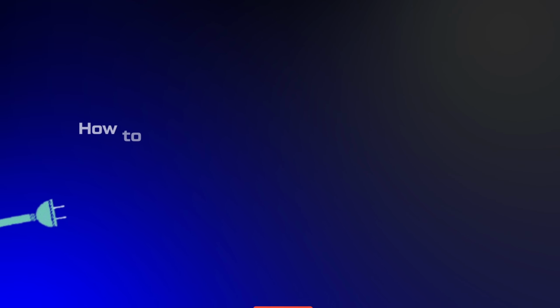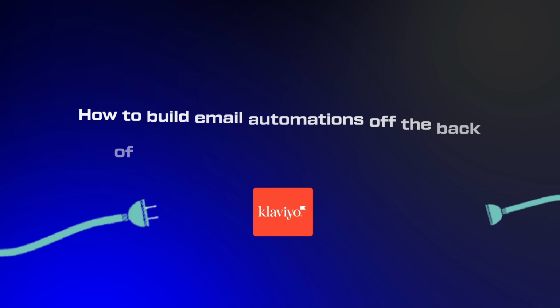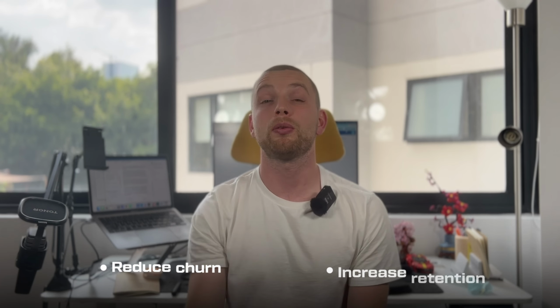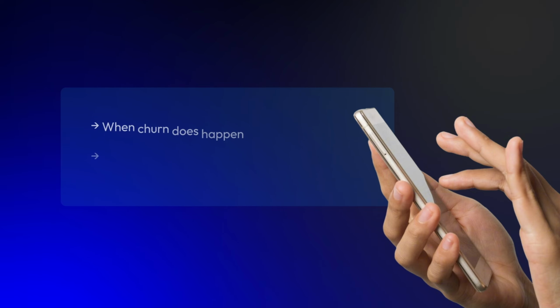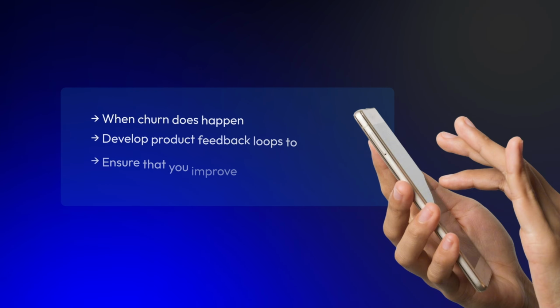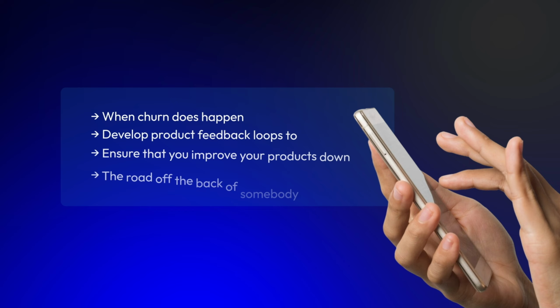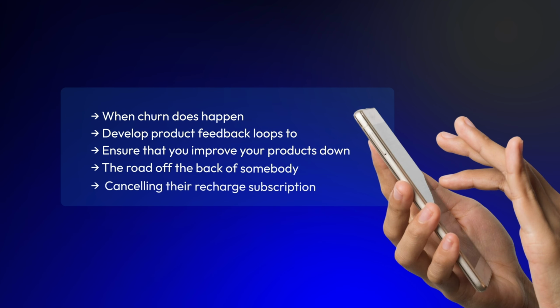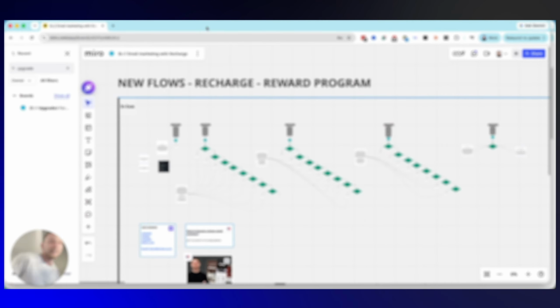In today's video, I'm gonna show you exactly how to build email automations off the back of a Recharge integration into Klaviyo. Now, these automations are designed to reduce churn, increase retention, and also, when churn does happen, develop product feedback loops to ensure that you improve your products down the road off the back of somebody canceling their Recharge subscription.